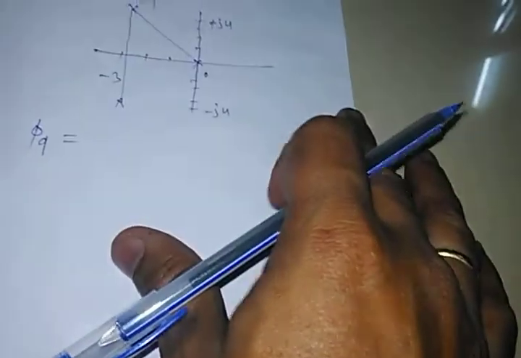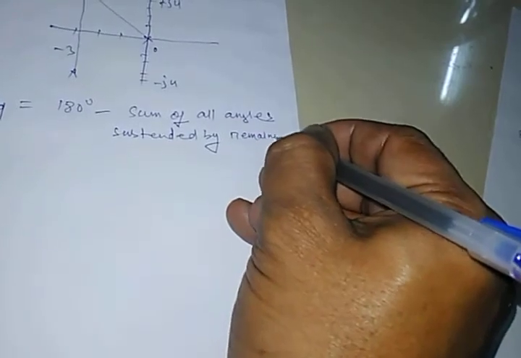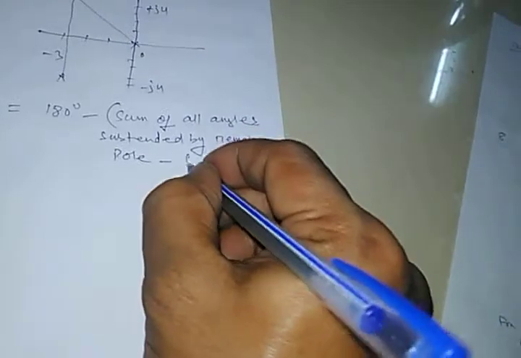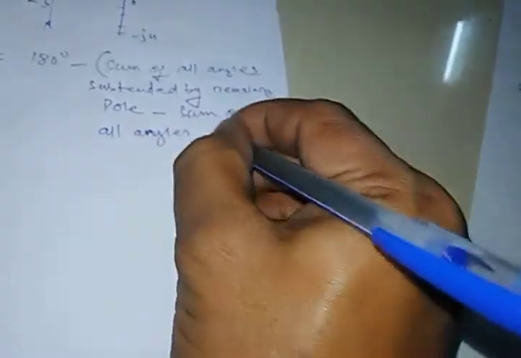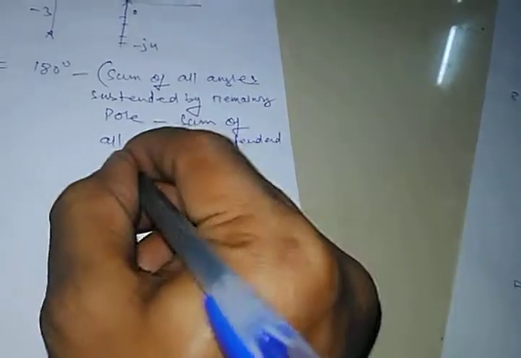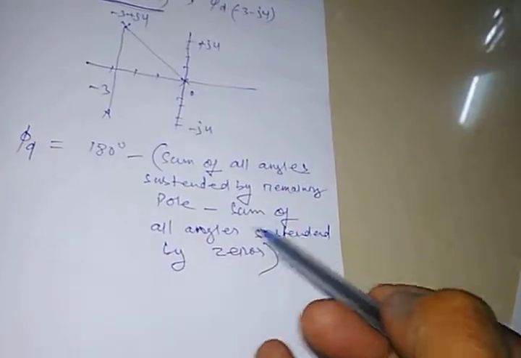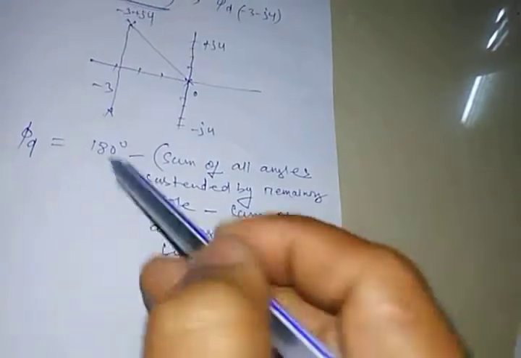And the formula for this phi d is a statement. The statement is: 180 degrees minus the sum of all angles subtended by the remaining poles minus the sum of all angles subtended by zeros. This is the formula: the sum of all angles subtended by the remaining poles minus the sum of all angles subtended by zeros. This comes in the bracket, and this total thing is subtracted from 180 degrees.